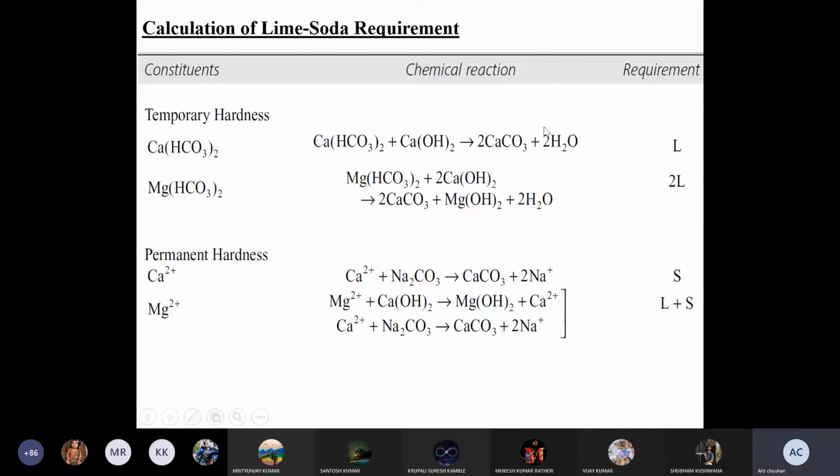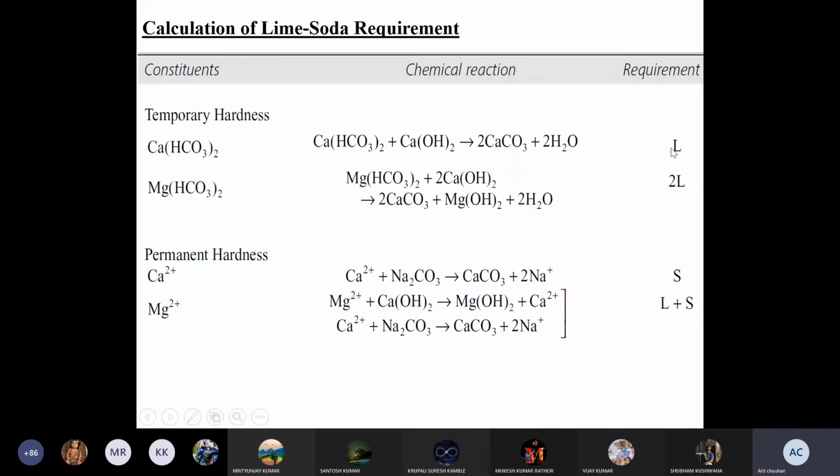By watching that chemical equation, you can say you are able to convert a soluble substance into insoluble precipitates. Now you can easily precipitate out the calcium carbonate formed in that reaction, and ultimately the softening process is carried out, and you will get soft water. So calcium bicarbonate will require 1L. That's why 1L is mentioned in the requirement column.